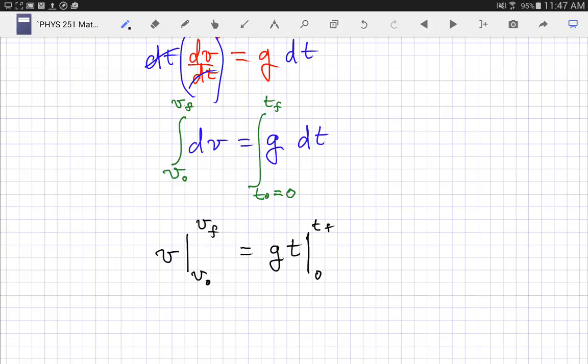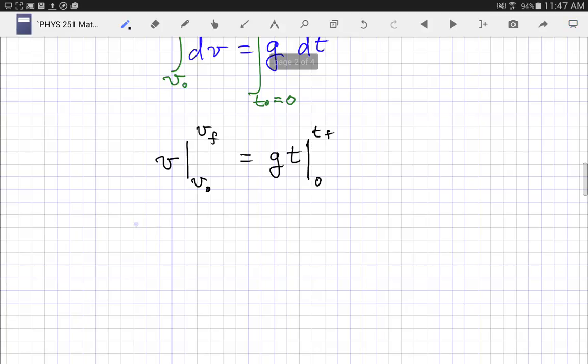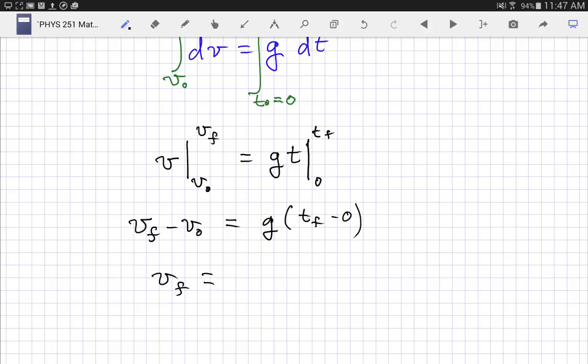When you put in the limits, you always put in the upper limit first, then the lower limit, and you're subtracting the lower limit. So this is going to be v final minus v initial is equal to g times t final minus 0, or v final. I'm going to rearrange here, and I do assume we can all see this rearrangement. I don't have to put plus v0 on both sides. So there's my equation for the speed, v.